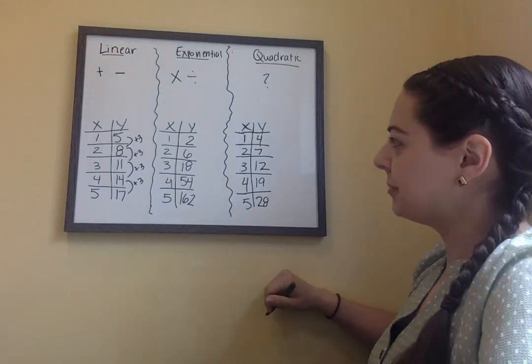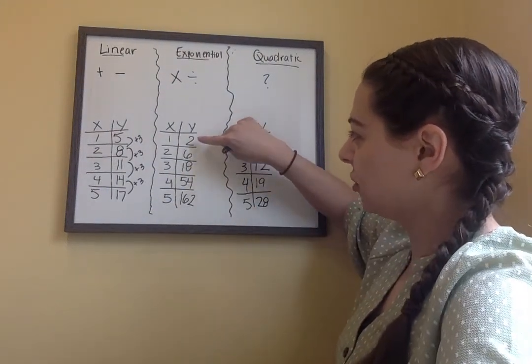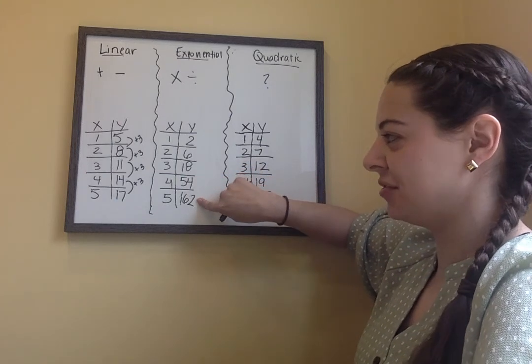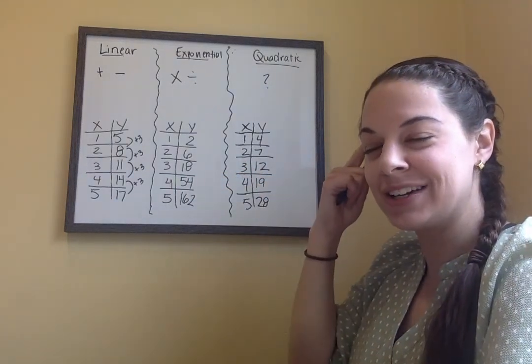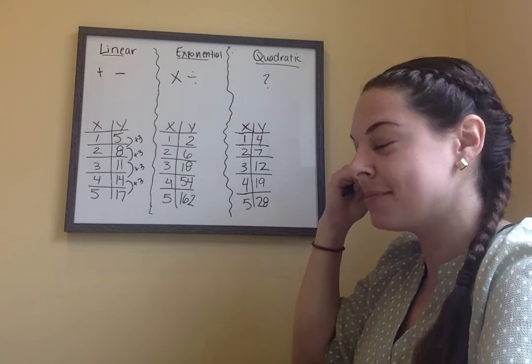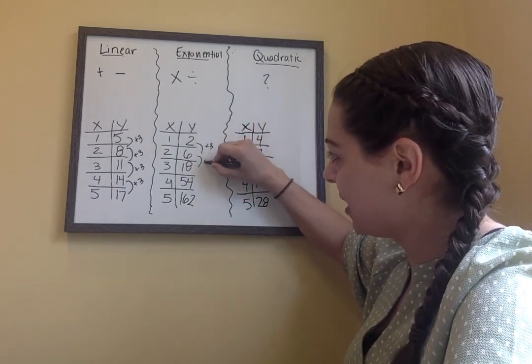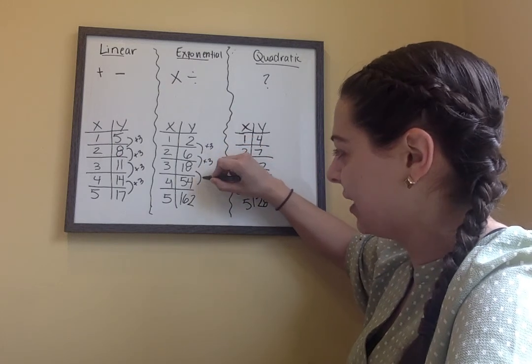For exponentials, if you take a look at the y values here, 2, 6, 18, 54, 162, think about the ratio of change, what we're multiplying or dividing by every time. This is a times 3. It's exponential because we are multiplying by it every time.